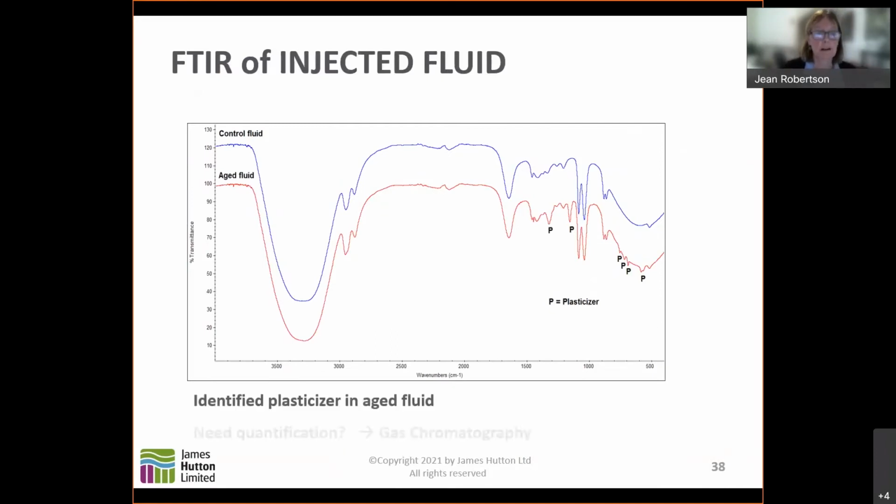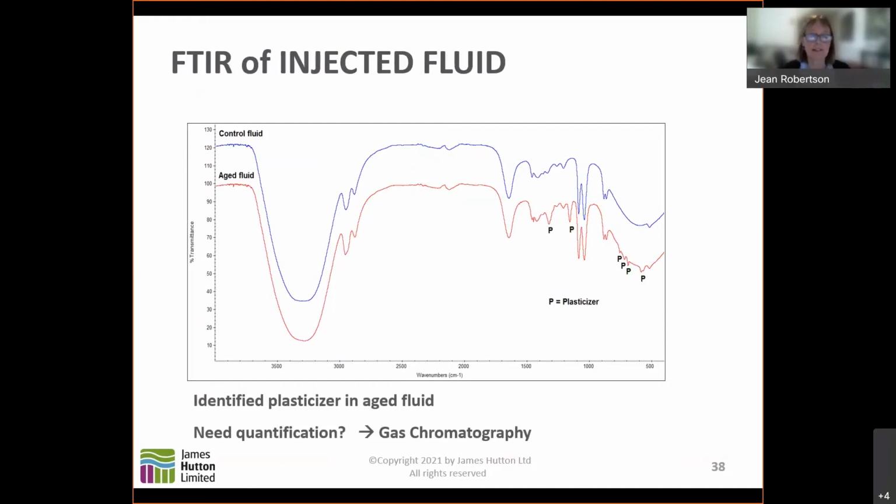Now, what we start with is the control fluid. So that's the fluid which is completely clean, it's not been in contact with the liner at all. And then generally we compare it with an aged fluid. That's a fluid which has been placed in contact with the liner for some time, often at elevated temperatures, because that speeds up any kind of reactions that might be going on.